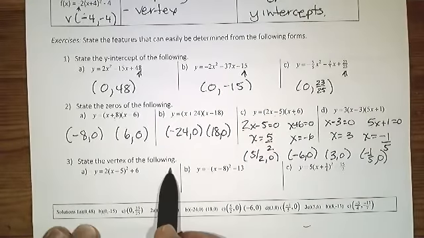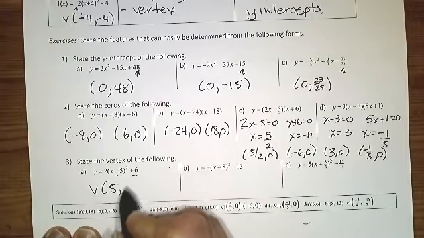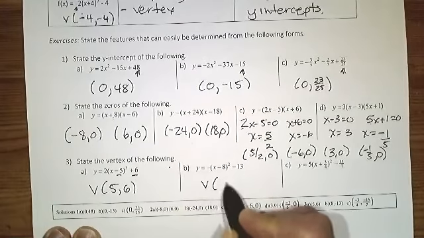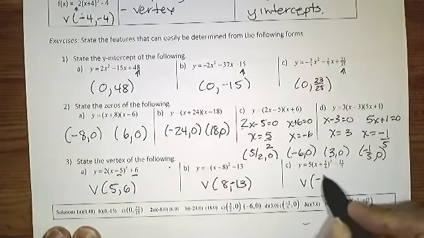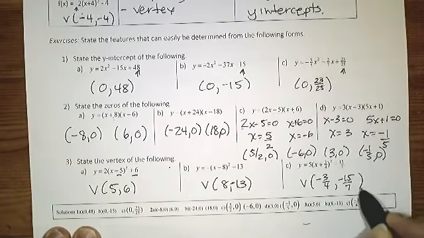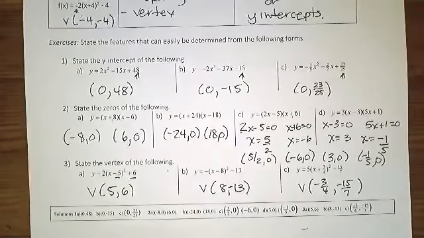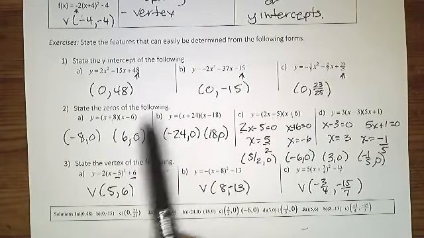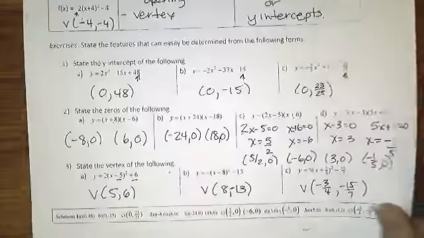State the vertex of the following. Remember, when it's in vertex form, we're just stating our h and k value. So for each of these, we're just writing in the h and the k value. Now, on the opposite side of the page, we're going to look at features that we can't easily determine from the equation given. So let's flip over and try some of those examples on the other side here.